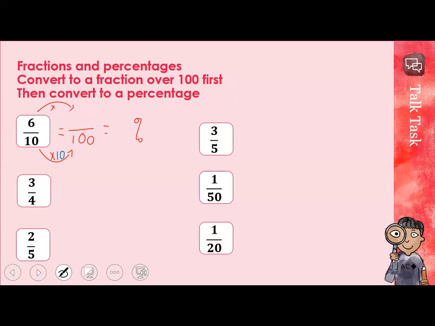Well, of course, the answer is 10. So whatever I do to the bottom, I have to do to the top. And 6 multiplied by 10 is 60. So 6 tenths is equal to 60 hundredths, which is 60 out of 100, 60%. Have a go at that for the rest of them. Please pause the video now.